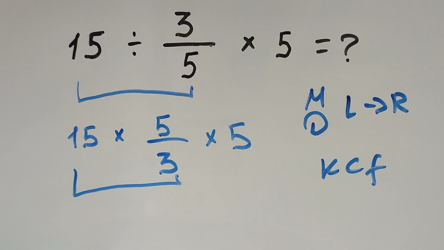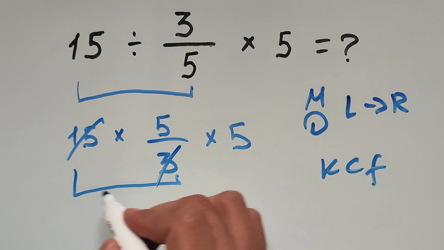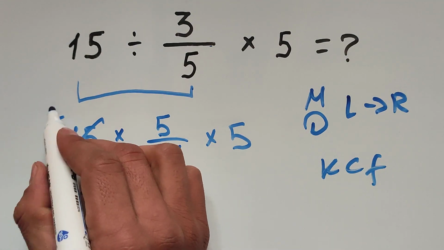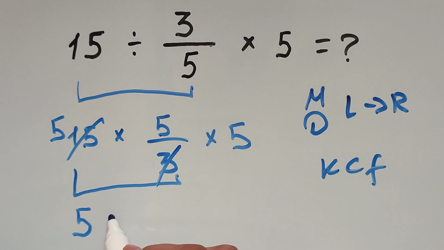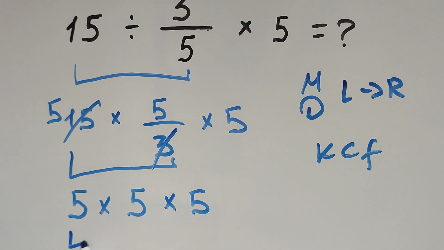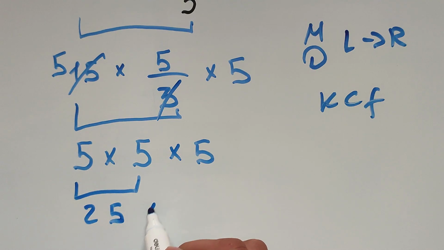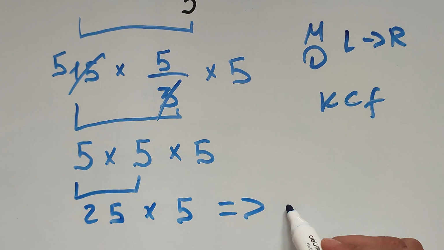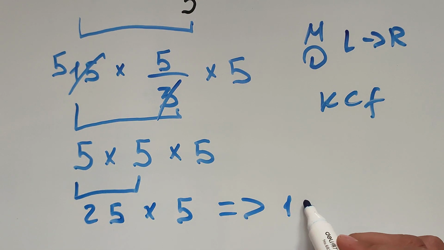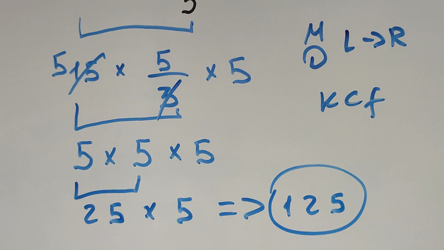And here we can cancel 15 and 3, and it equals 5. Here, 5 multiplied by 5 multiplied by 5. Here 5 multiplied by 5 equals 25, multiplied by 5, it equals 125. This is our final and correct answer.